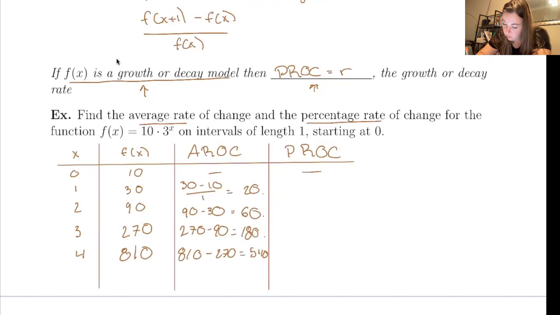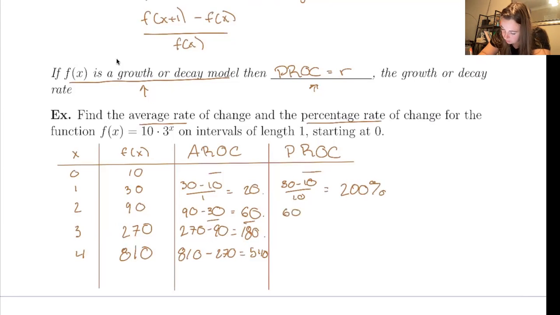So I want to do 30 minus 10 divided by 10. So that's 2. And that would be 200%. Okay. Percent rate of change. They're going to have percents, just like we talked about R being described in percents as well, because it's a rate, like an interest rate. So then you can notice that each time I need to do f of x plus 1 minus f of x, it's just going to be this value. And then I'm going to divide it by that guy.